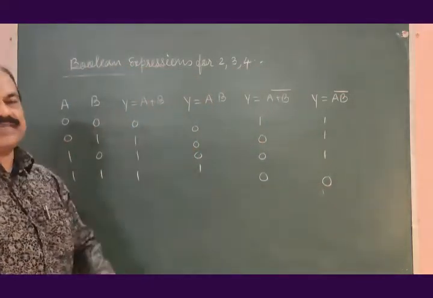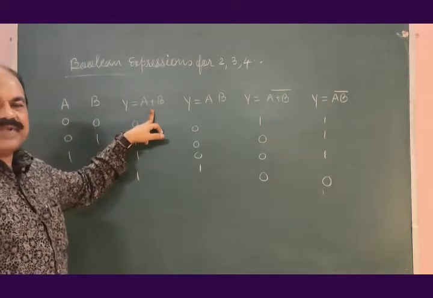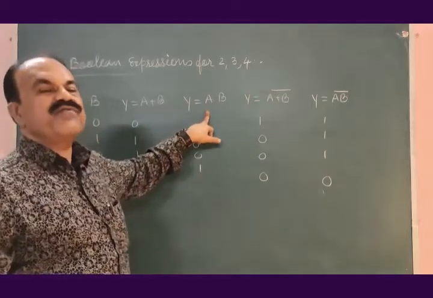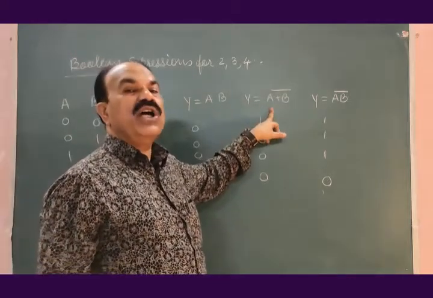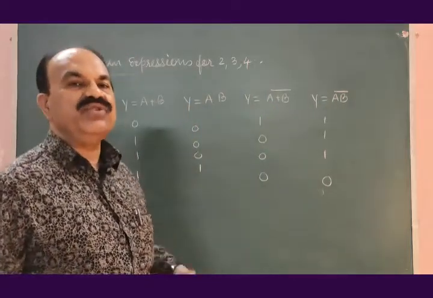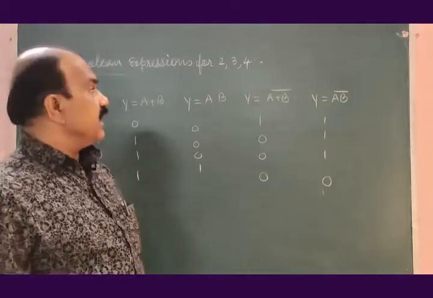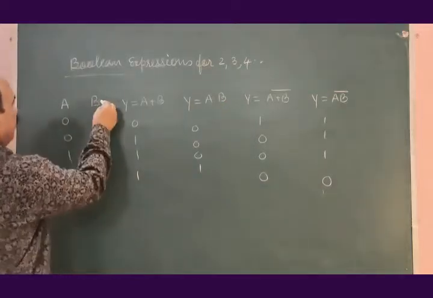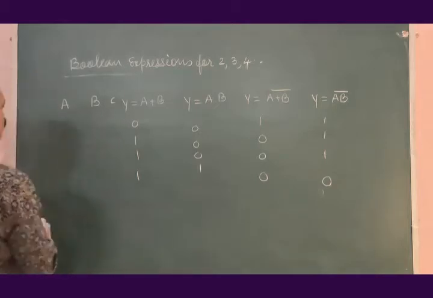These are the simple expressions for two inputs: expression for OR of two inputs, expression for ANDing of two inputs, expression for NOR of two inputs, expression for NAND of two inputs. You may also go for XOR, XNOR, etc. That was for two inputs. If you are given three inputs, A, B, C, the possible input combinations will be eight.